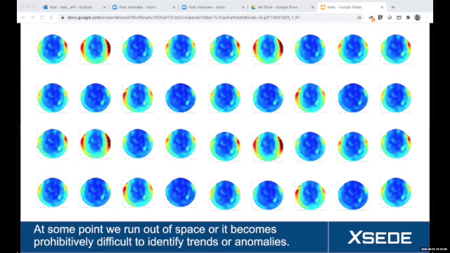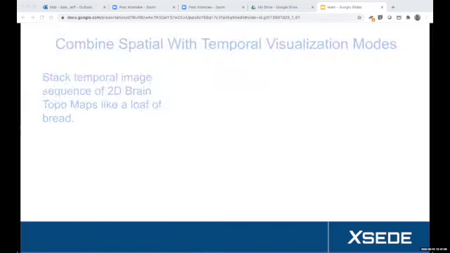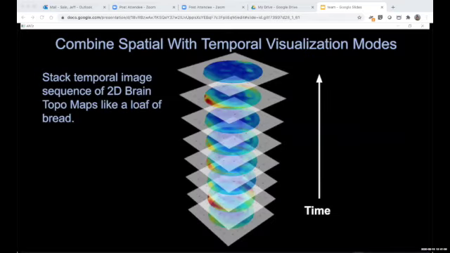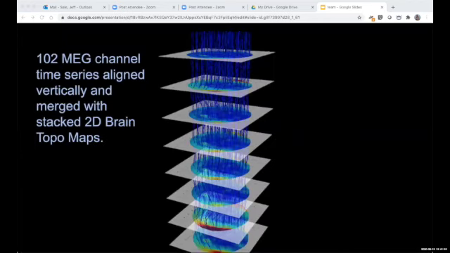So, if only there were a way to combine both spatial and temporal components into a single visualization. Well, here's an approach I used almost 30 years ago. Imagine if we ordered the data set as if we were stacking the sequence of 2D brain maps like a loaf of bread or a stack of poker chips, where time is vertical and earlier time is at the bottom and later time is at the top.